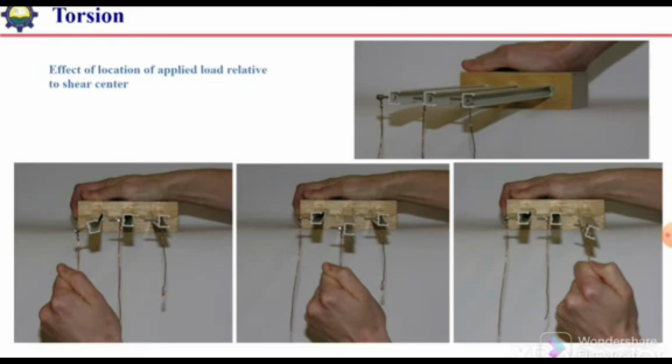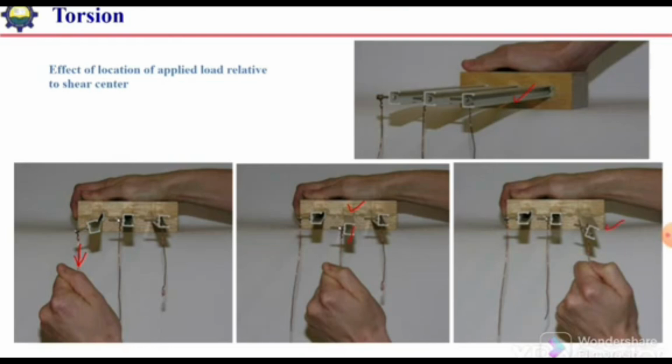For that we have a model demonstration. We have three cantilever beams made of channel section. In the first case the load is acting away from the shear center, so because of that load there is bending as well as twisting in the member. In the second case, the load is passing through the shear center of this section, so here we will only have bending in the downward direction, and there will be no torsion. And in the third case, the load is again acting away from the shear center, so there will be bending as well as torsion in that member.